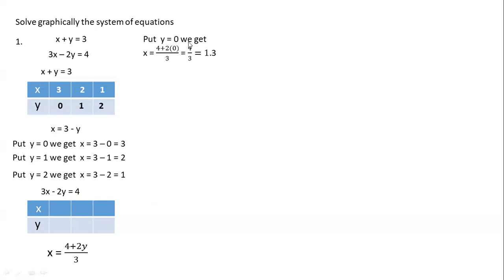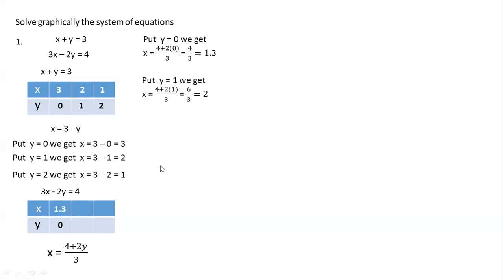Put y is equal to 0. When I put y is equal to 0, what will happen? 4 plus 2 into 0 upon 3. 2 zeros are 0. So 4 plus 0 is 4. 4 upon 3 is 1.3. So x value will be 1.3. So when I put y is equal to 0, you will get x as 1.3.